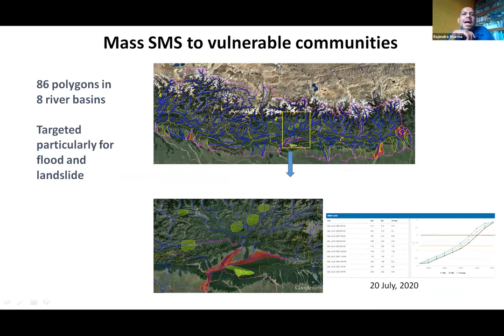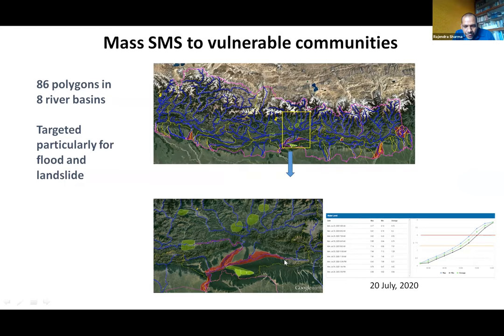Okay, talking about the mass SMS to the vulnerable communities, what we have made is different polygons in the whole river basins. And there are more than 86 polygons now. For example, this is one example of Narayani River and Rapti River. There is one station here and another here.